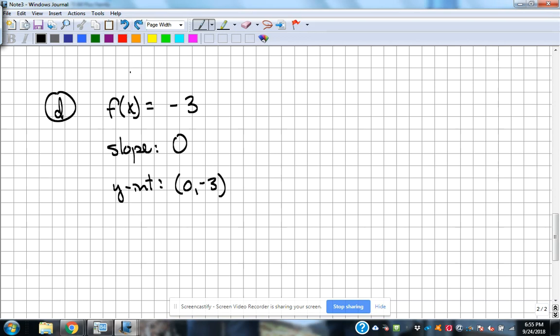This is another way this problem could have been written. They won't ever write it this way. That right up there and this say the same things. 0x minus 3 says slope of 0, y-intercept of -3. Just like this does, except they don't have the 0x in it. Now, this one is a linear function.